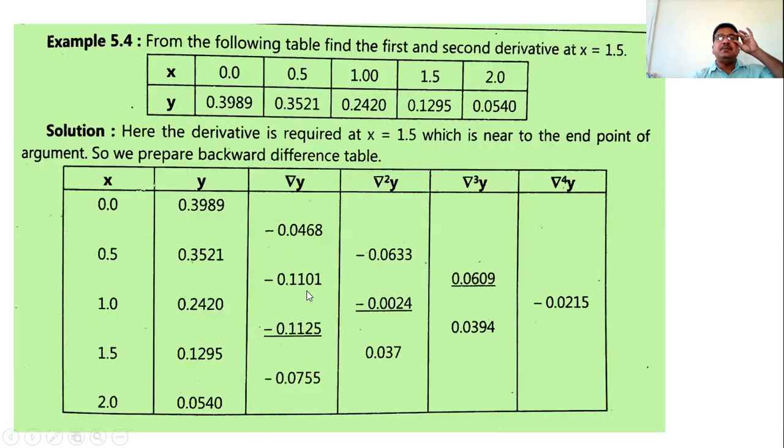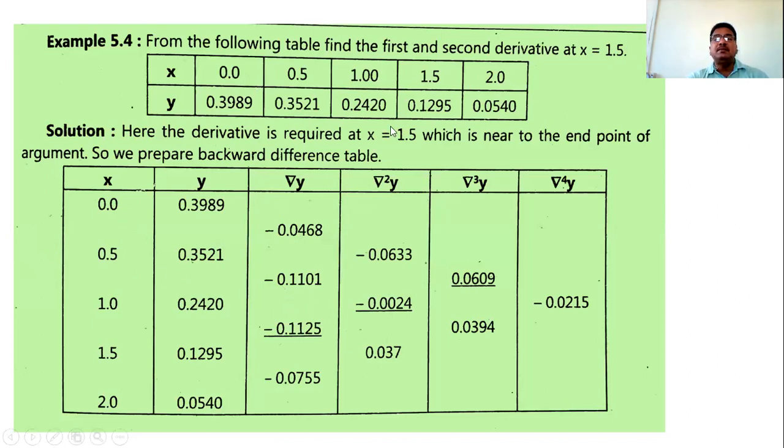So the next example is what? Find the first and second derivatives at x is equal to 1.5, and this 1.5 is at the end of the table. So use the backward difference formula, and that's why first prepare the backward difference table. So what is the backward difference table?